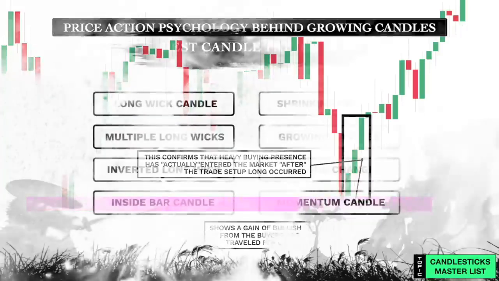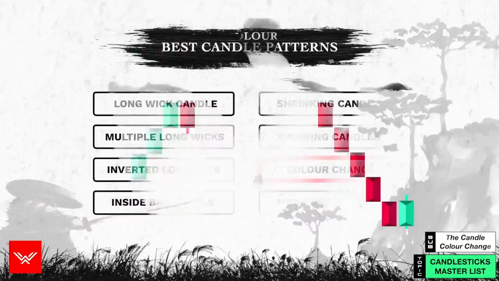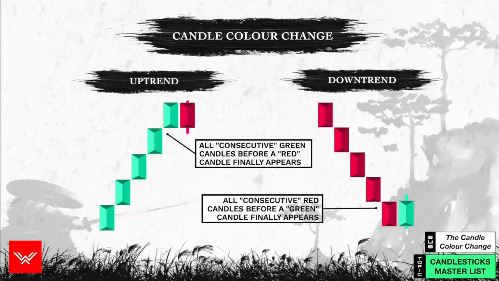So next, the candle color change. This is where you have consecutive candles all of one color before an opposing color finally presents itself. Now on the charts.